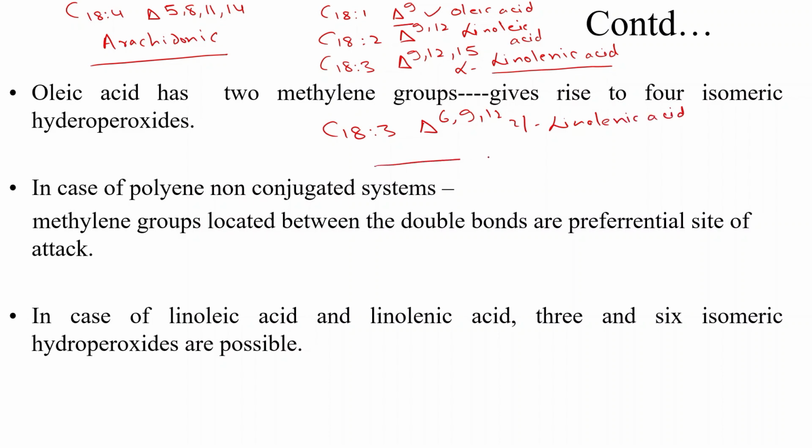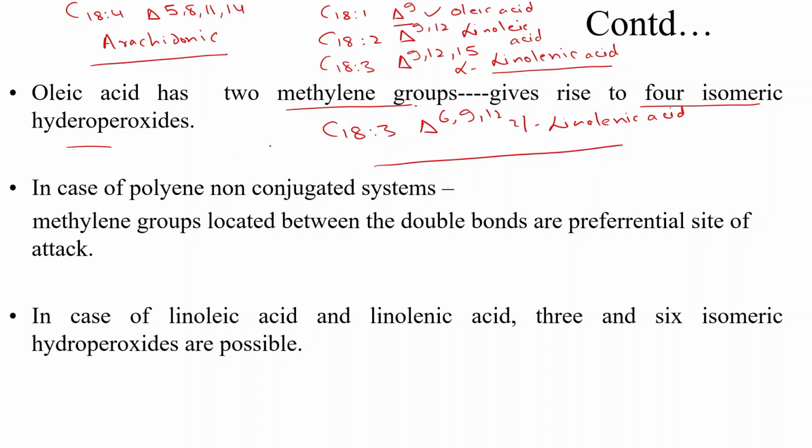Okay, so now we will see what are the possible compounds that are formed during the autoxidation of these unsaturated fatty acids which are present in the milk fat. Oleic acid has 2 methylene groups, which give rise to 4 isomeric hydroperoxides. What it means is that in oleic acid we have 2 methylene groups which are attacked.